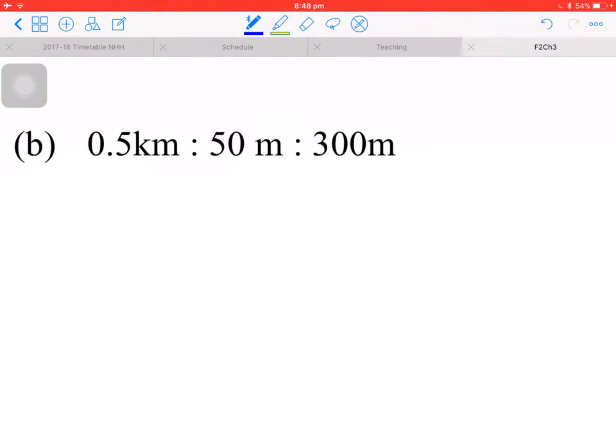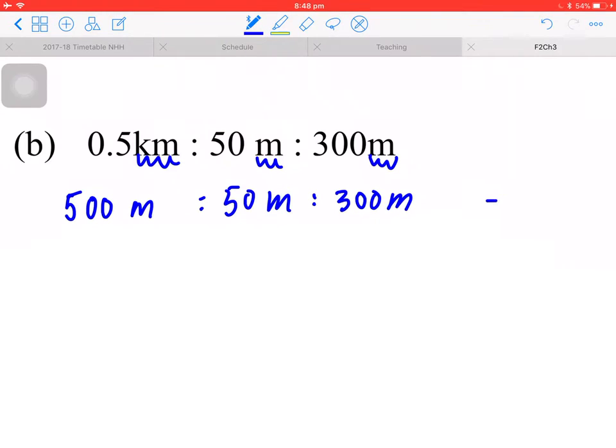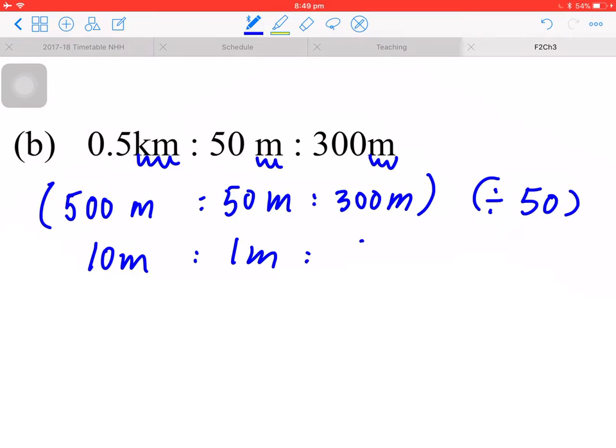And for this one, you should know that you first of all change it to the correct unit. So 0.5 kilometer is actually 500 meter, to 50 meter, and to 300 meter. Then you divide by the HCF, that will be 50. So you have 10 meter here, 1 meter here and 6 meter here. Because they share the same unit, you can just erase it. So you have a 10 to 1 to 6 ratio.